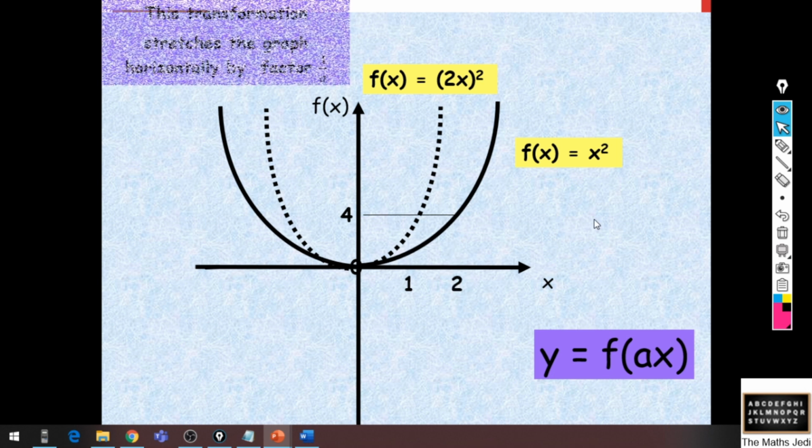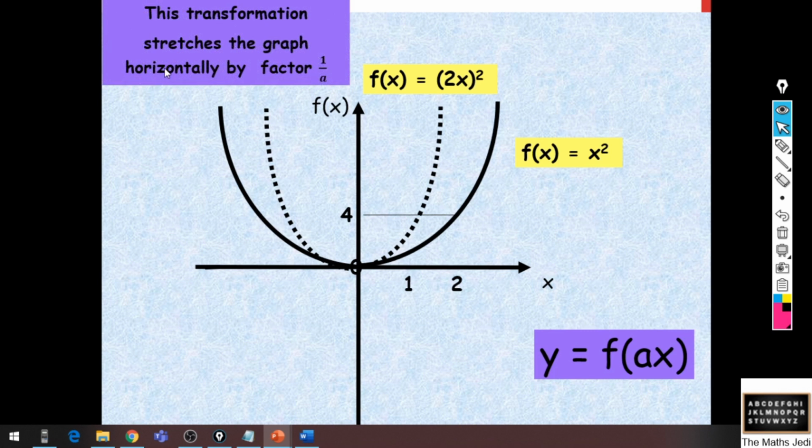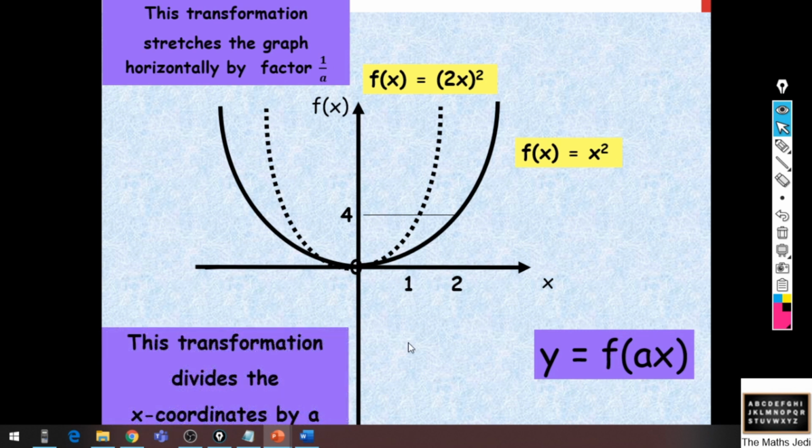So in other words, it stretched the graph, but this time it's a horizontal stretch, by a factor that's 1 over the number you expect. In other words, it's halved the x coordinates here because the number was 2. Again, you can think about that as dividing the x coordinates.